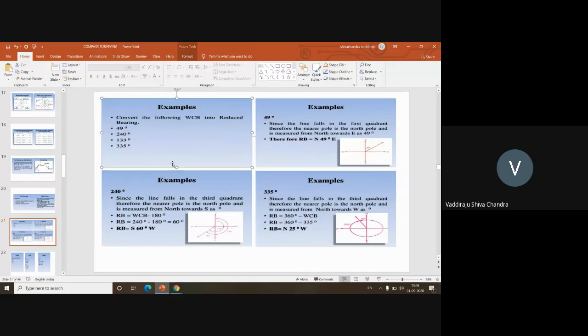Convert the following whole circle bearing into reduced bearing. 49 degrees. So where does 49 degrees come? First quadrant or second? I'm hearing some answers, second quadrant.